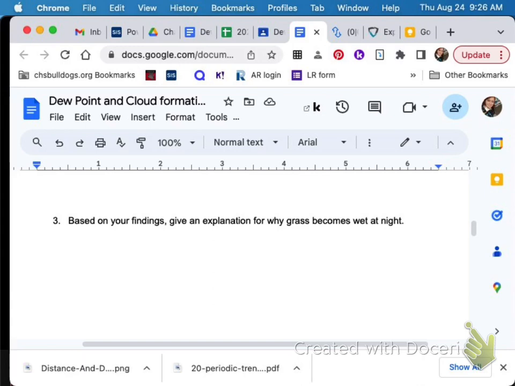This concept of dew point is the temperature at which moisture has to leave that air. So when you reach that temperature, then moisture is going to come out of the air. And the dew point is going to be different depending on the day, okay? Which is why some mornings you'll notice there's more dew than others.